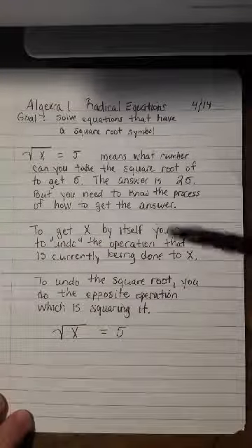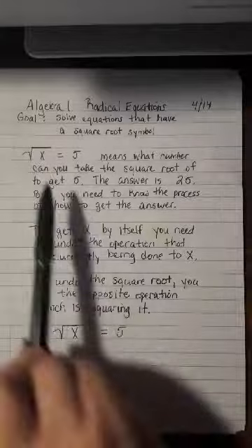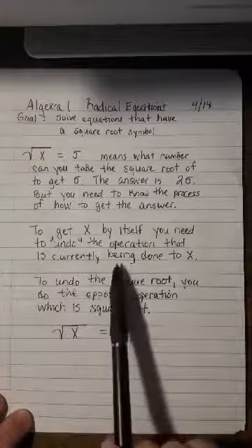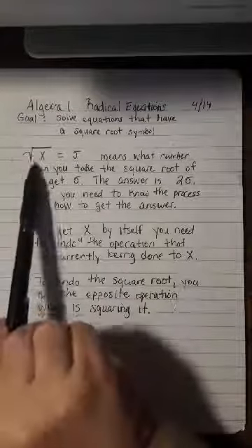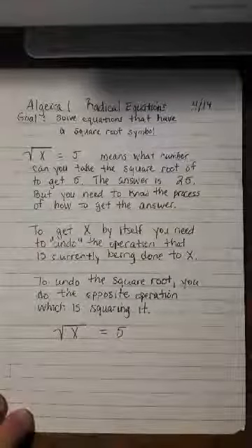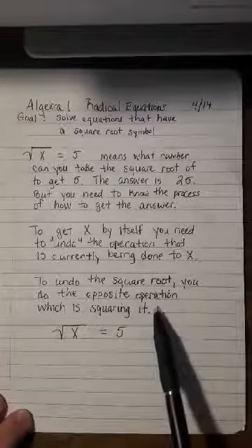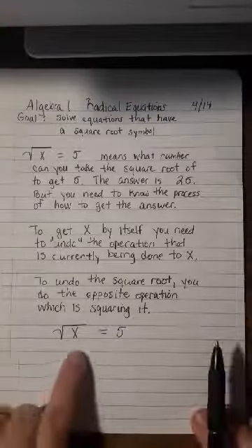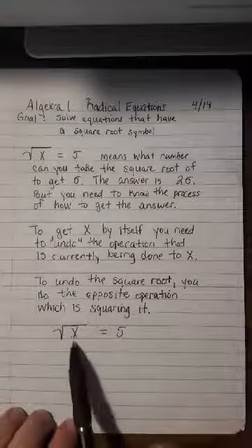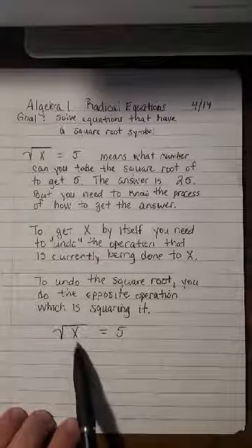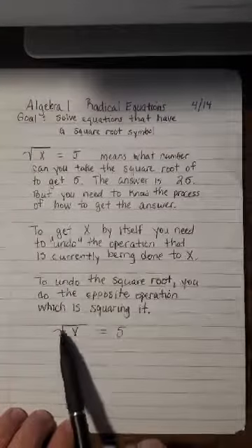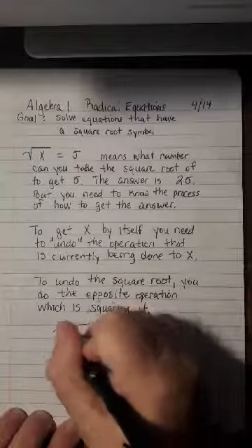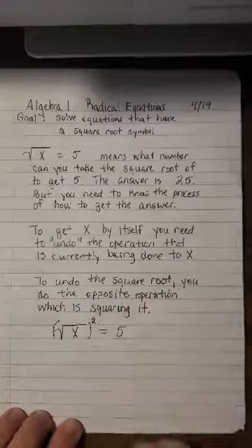Okay, so here, this tells you to get x by itself, which is what you always want to do when you're solving an equation. You need to undo the operation that's currently being done to x. So we want to undo that square root. To undo the square root, you do the opposite operation, which is squaring it. Alright, so right here, let's just take this equation. In order to get this x by itself, we want to get rid of the square root symbol. And in order to get rid of the square root symbol, you do the opposite operation, which is squaring it.